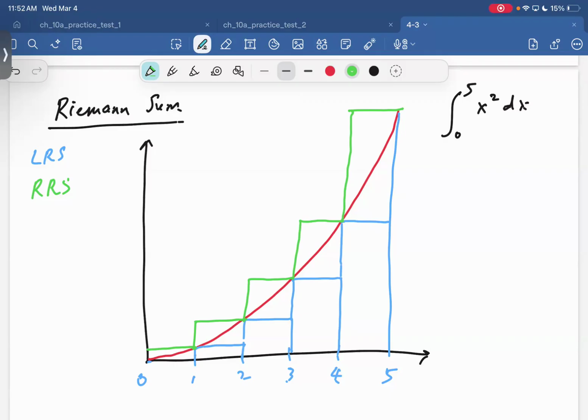So as you can see, if we were to calculate the right Riemann sum, then we would overestimate the area, right? And a left Riemann sum underestimates the area. That's not always the case, but one will be underestimating and one will always be overestimating.